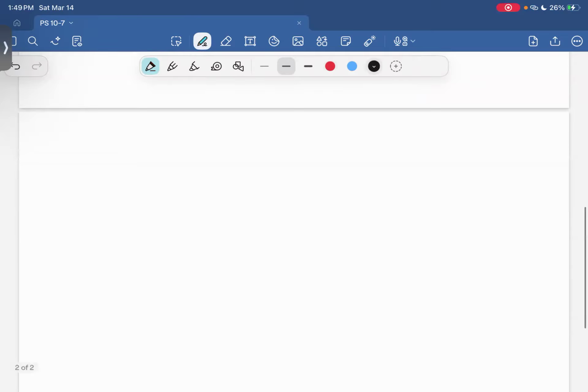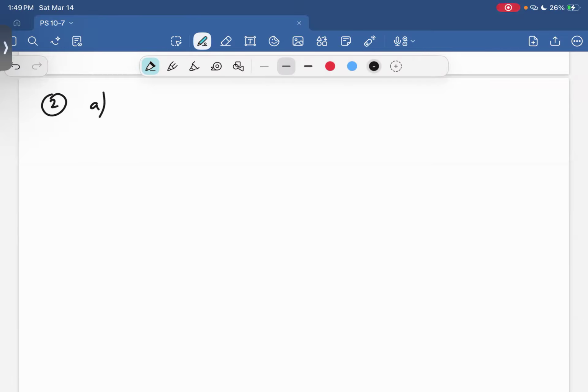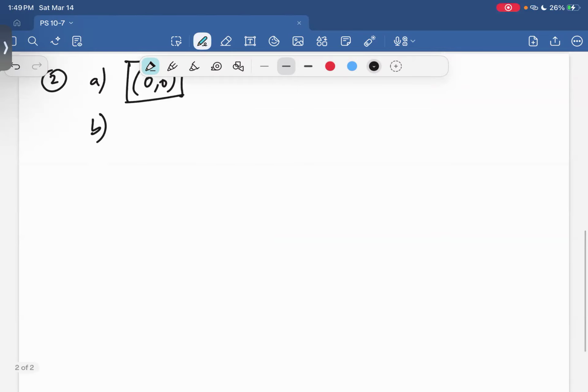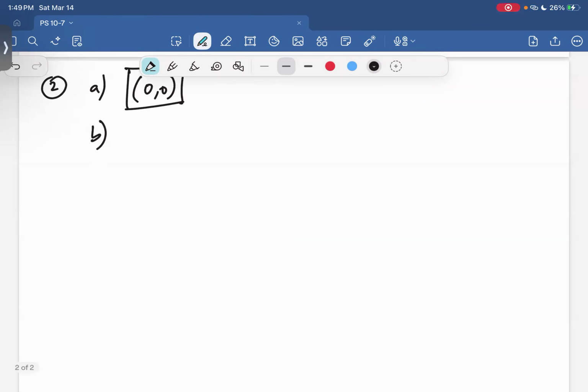Moving on to question 2. We're asked to convert the point to rectangular coordinates. A is very easy. That's just the origin because the radius is 0. B, we have 3 comma 3 pi over 2. So where is that? 3 pi over 2, that's going to bring us over there. So the point is here, which means that the rectangular coordinate is 0 comma negative 3.